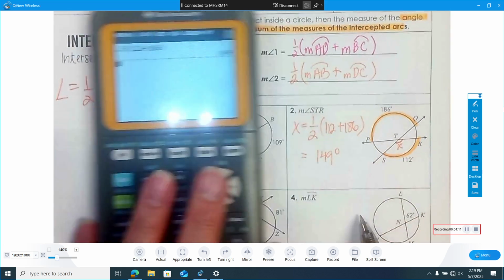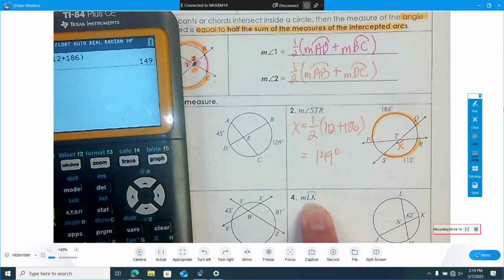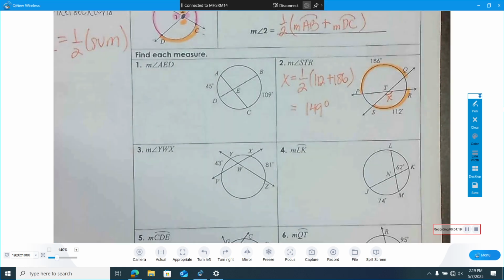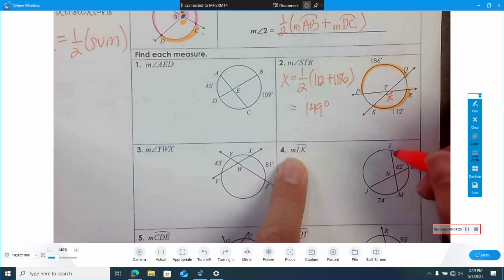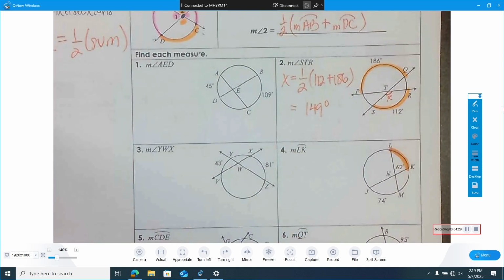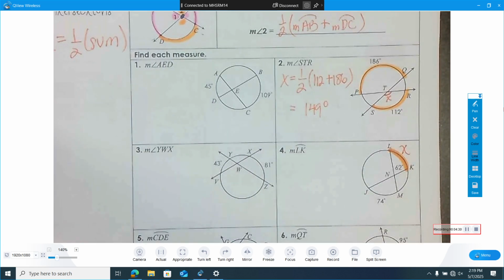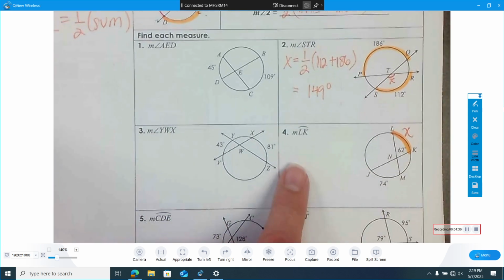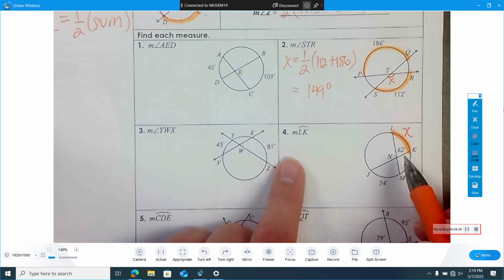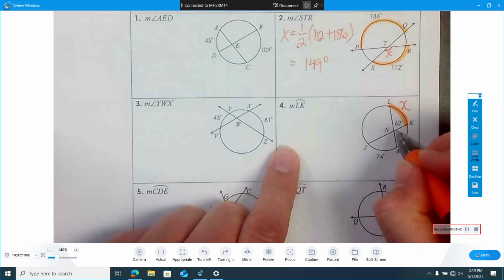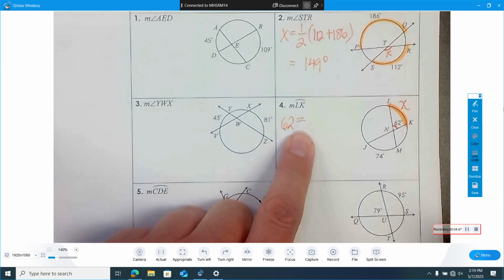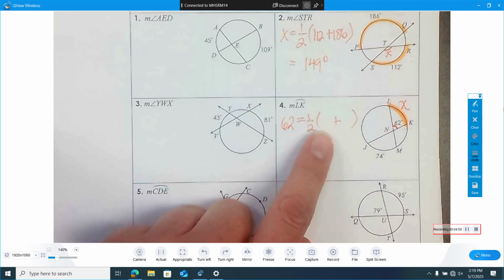Angles are easy. But finding the measure of the arc is going to require you to write something down, okay? So you don't get it wrong. Here we are trying to find, on number 4, the measure of arc LK. So this one, I want to figure out the arc measure. But the formula is still the angle equals half the sum. What's our angle here in number 4? 62. So that's our angle measure. So 62, the angle equals half the sum of what two arcs?